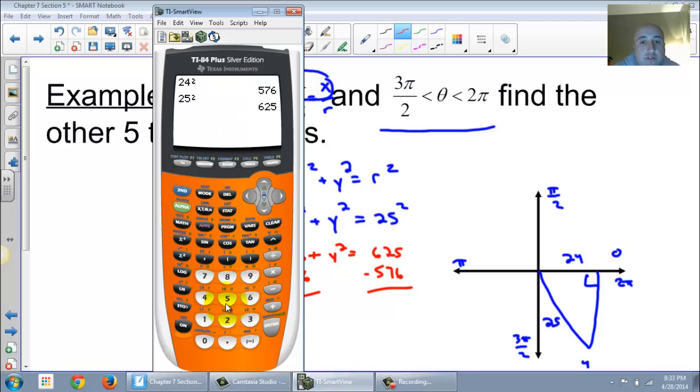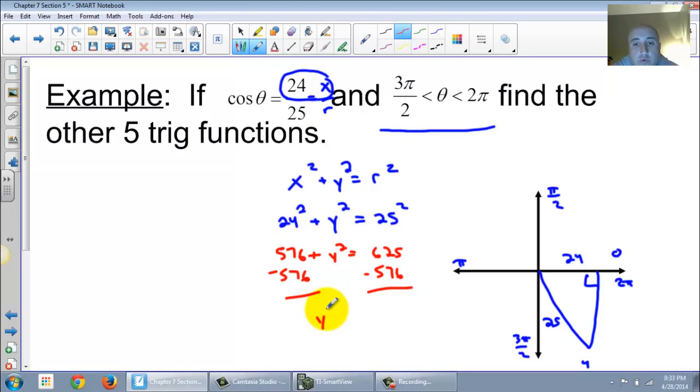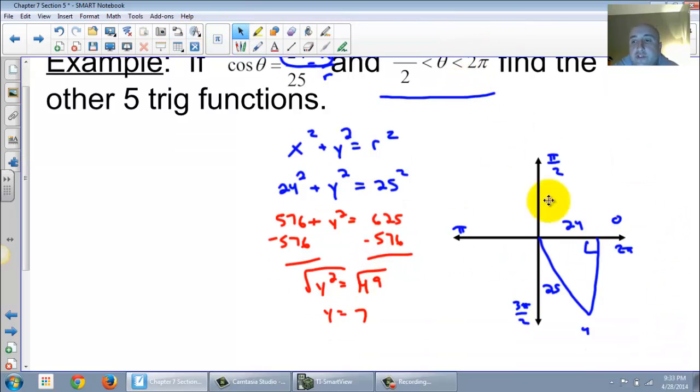So what do we get here? 625 minus 576 equals 49. So y squared equals 49. So y equals 7, taking the square root of both sides. Okay, so now pay attention though. We're going down 7 because it's down. So I'm going to get rid of everything that's in our way here. We don't need this anymore. All right, so all we know is x is 24, r is 25, and our y is 7. But since we're going down, it's got to be a -7.